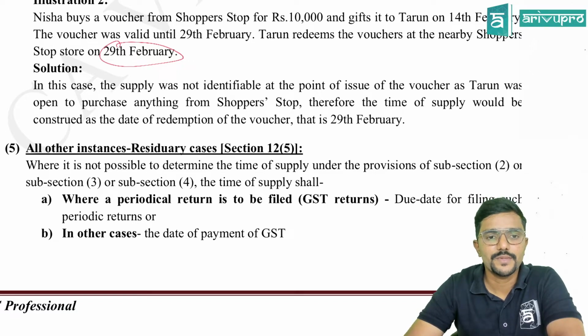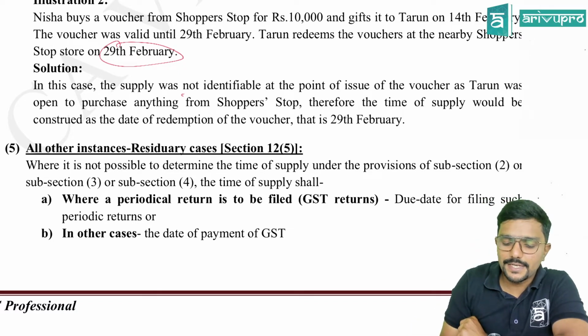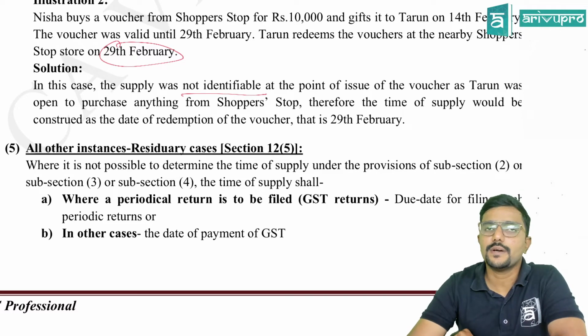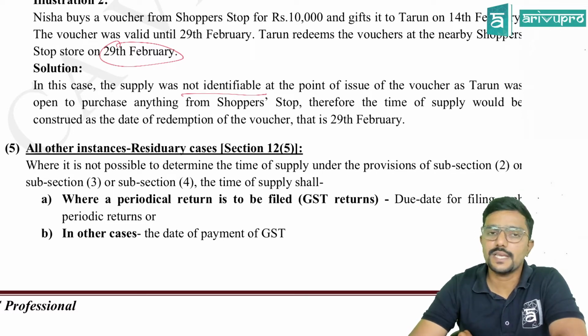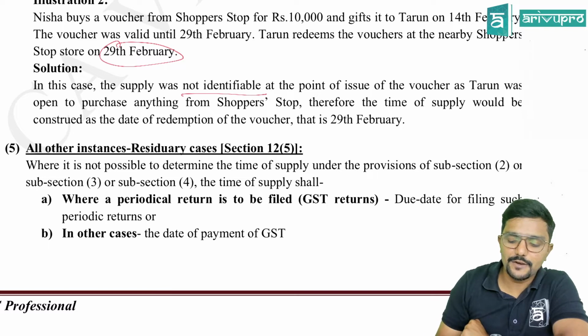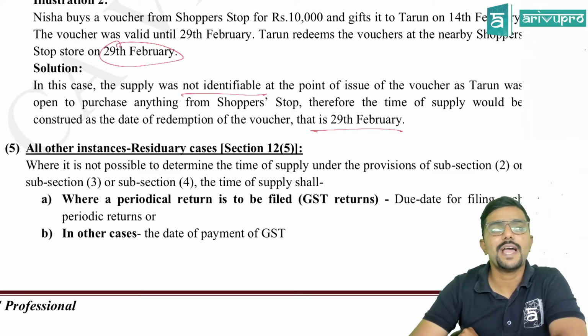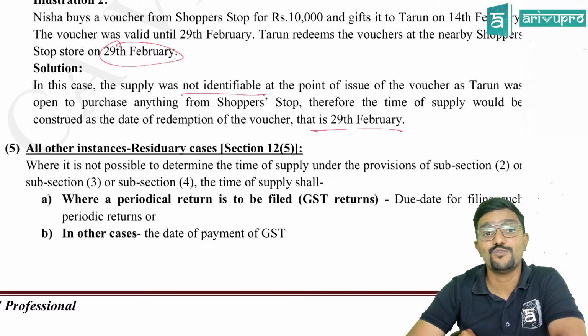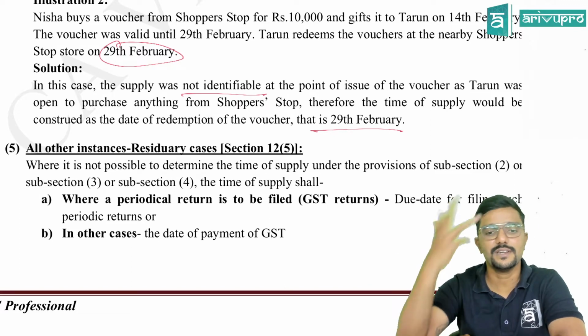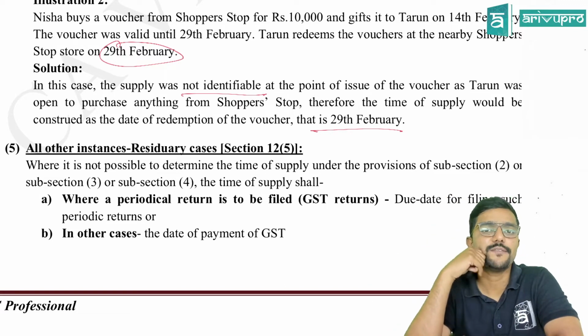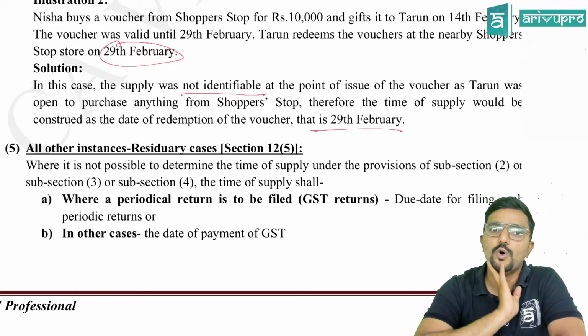In this case, the supplier was not identifiable at the point of issue of voucher as Tarun was open to purchase anything from Shoppers Stop. Therefore, the time of supply would be considered as the date of redemption, which is 29th February. 29th February comes once in 4 years, but still the time of supply is 29th February. Hope it is clear for you guys.